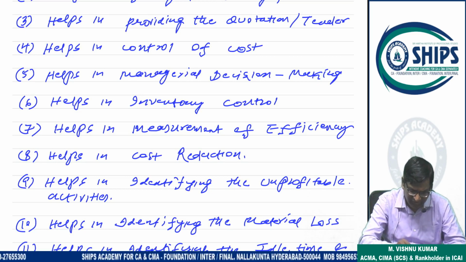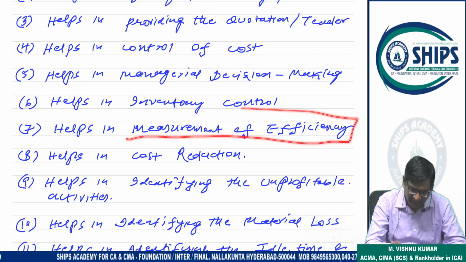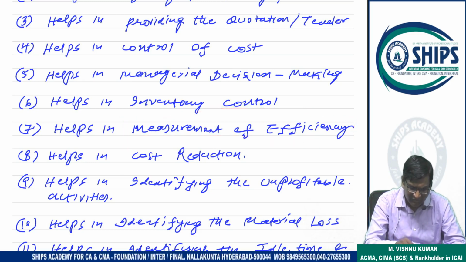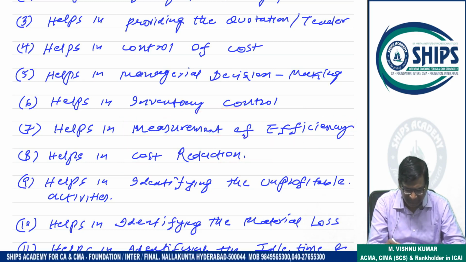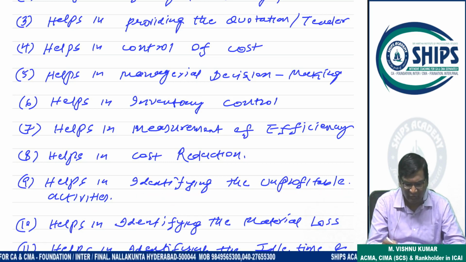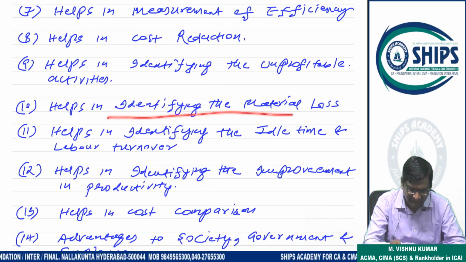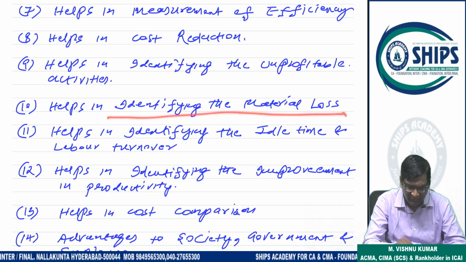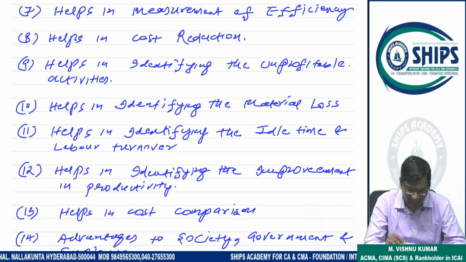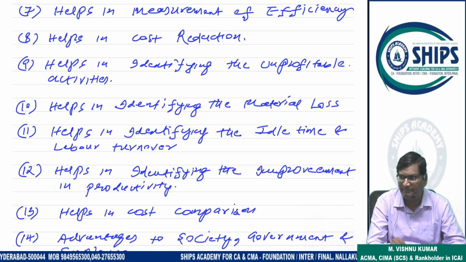Next is efficiency. This we understand in labor. Cost reduction, already given example. Profitable activities, non-profitable activities, this is also explained. Now identifying the material losses. If any possibility is there, this will be reduced. Identifying the idle time. Idle time means time wasted.